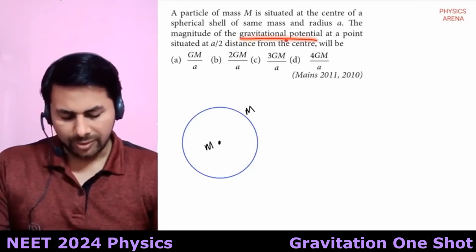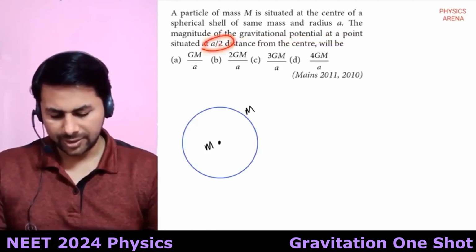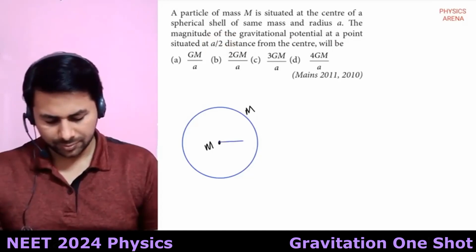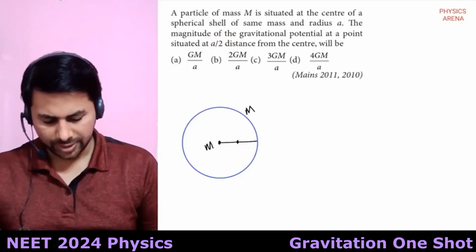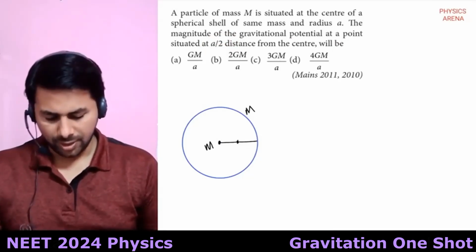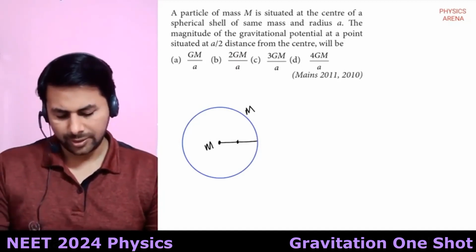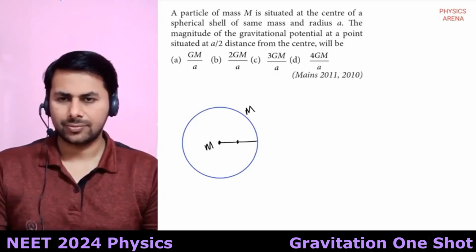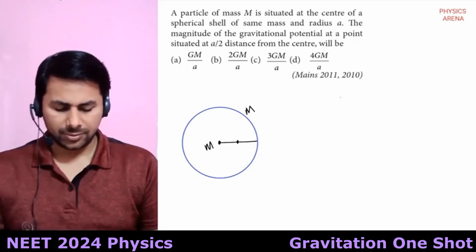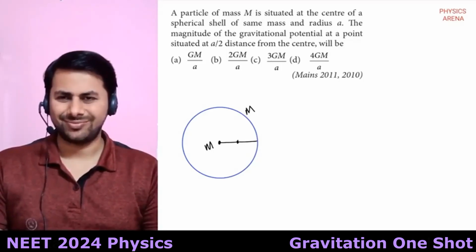In the magnitude of gravitational potential at a point at distance a by 2. So you have a point at this much distance a by 2. What will be the gravitational potential? Option B. Why? Gravitational force inside shell is 0, potential is not 0.